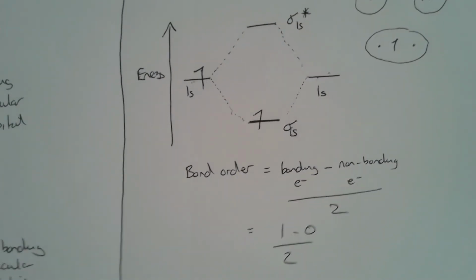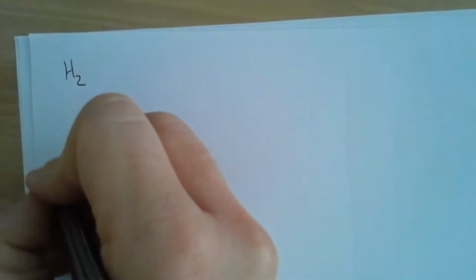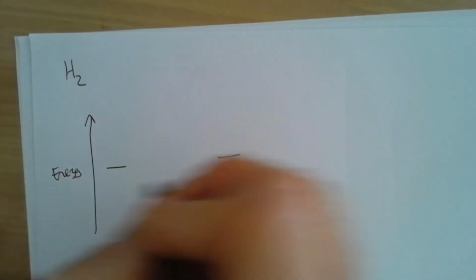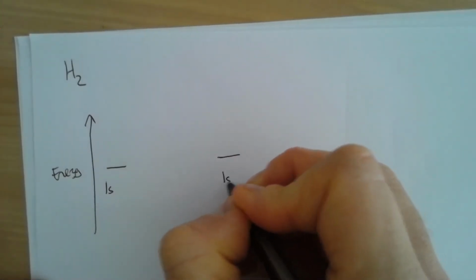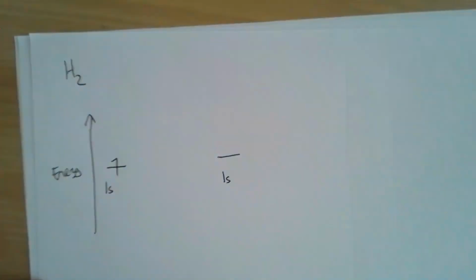So let's have a look at the H2 molecule now. It might be that if I start this up, you want to pause the video and actually have a go yourself. So H2, we start first of all with our 1s orbitals. 1s orbital, that's got 1 electron in for a hydrogen atom, and that's another one. So this is the 1s orbital for each hydrogen atom.